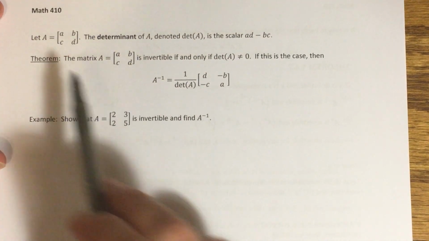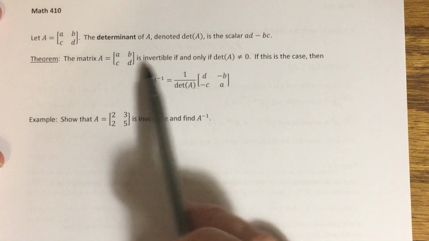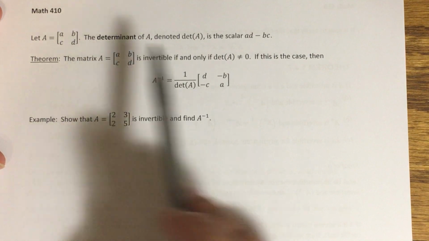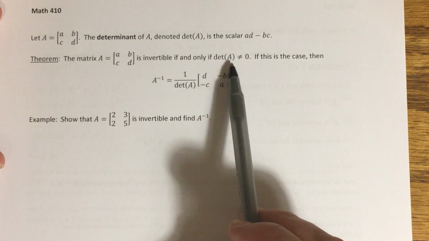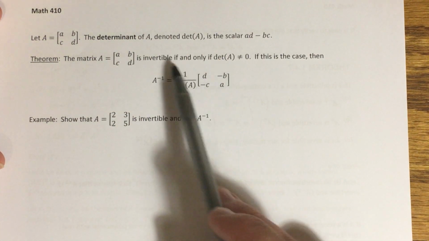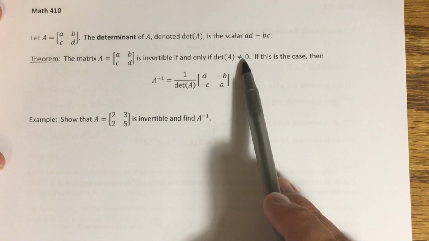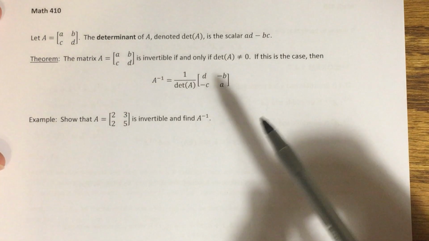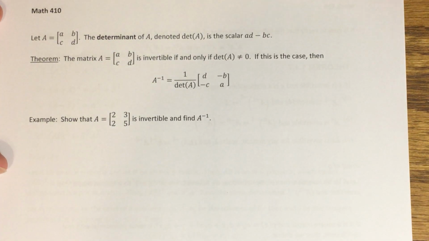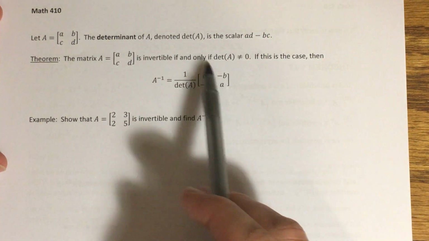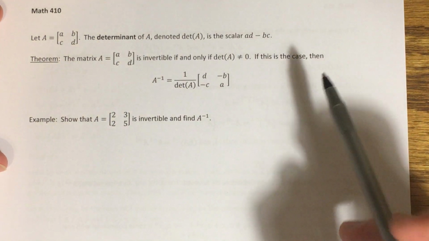Okay? We are not going to prove this theorem because we're going to prove a much more powerful version of this in chapter 2, which is to show that if you have any square matrix, if the determinant of that matrix is not equal to 0, then it has an inverse. But we don't have the tools to do that yet. So this will end up being a special case of that more general proof later.